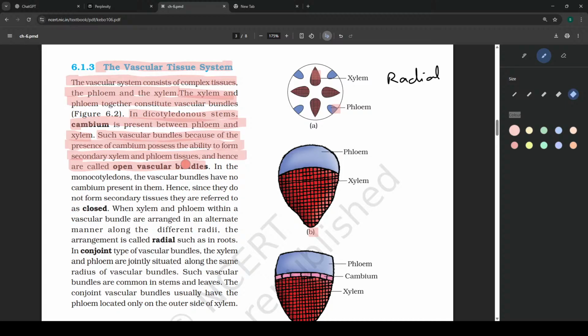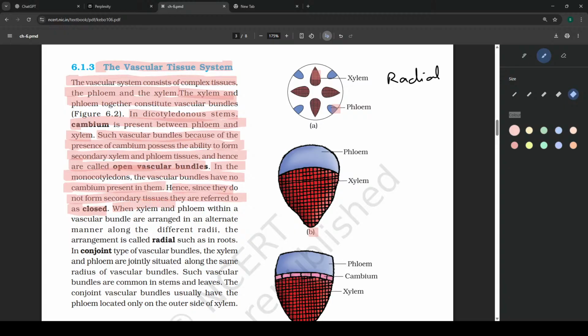Okay, this is in case of dicotyledonous plants. In monocots, the vascular bundles have no cambium present in them. Hence, since they do not form secondary tissues, they are referred to as closed. In case of open systems, as the cambium separates, new xylem and phloem tissues are formed. But in case of monocots, there is no such thing.